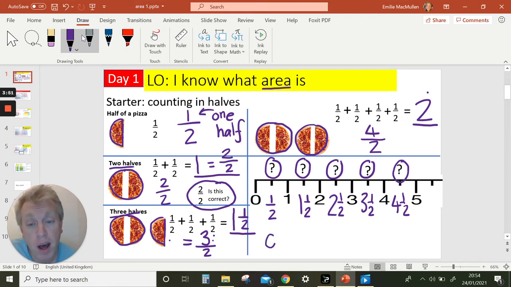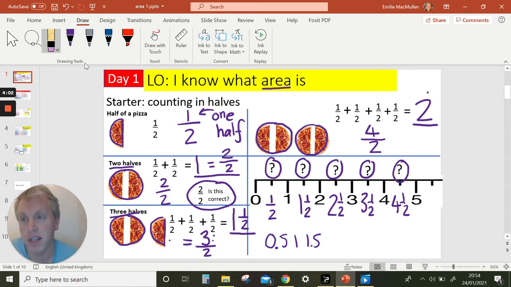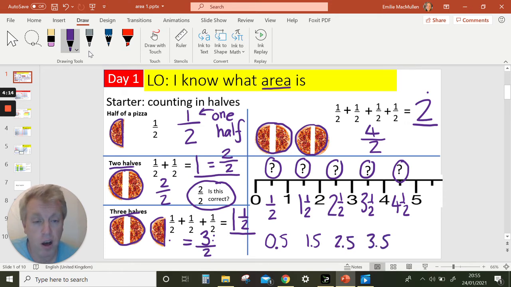And if we remember our decimals, 0.5, 1. I'll tell you what, let's rub that one out. It's a bit messy up there, isn't it? It's not going to be enough space. 0.5, 1.5 is the same as 1.5. 2.5, 2.5. 3.5, 3.5. 4.5, 4.5.